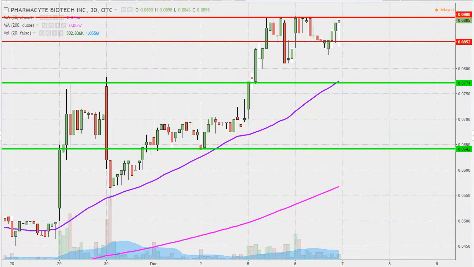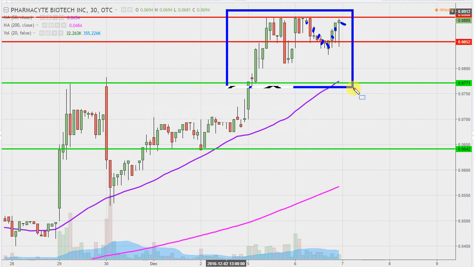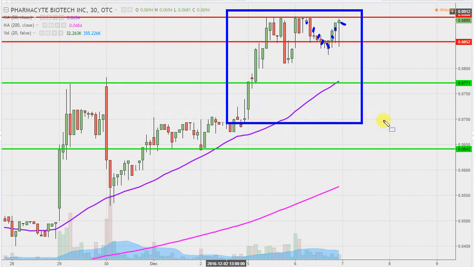Real quick, what do I mean by 30-minute in case maybe you're new to charts? Instead of each one of these candlesticks here representing 1 day's worth of price action, which is what you would normally see, each one represents 30 minutes. So while this may look like several days worth of time right here, it's actually just the past 2 days broken down into 30-minute time slices. I did this analysis yesterday, so that's where these red and green lines are coming from.